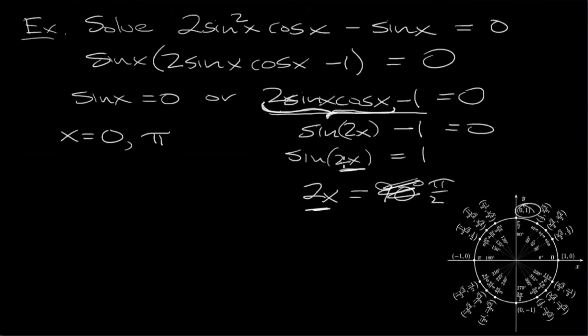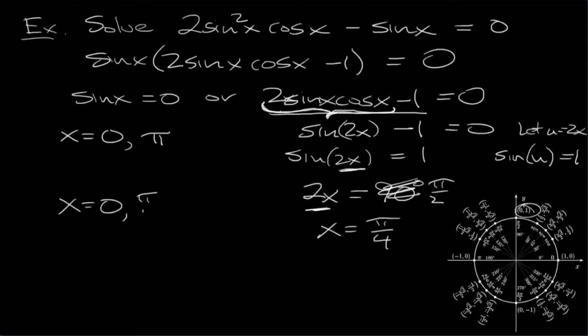And I could do a substitution if I wanted to. If it made it easier to understand, I could rewrite this problem as sine of u equals 1 by letting u equal 2x. And then when I've solved this, resubstitute 2x back in for u. But a problem this short is probably easier just to say the angle is pi over 2. And then divide both sides by 2. And so x would be pi over 4. And so now I have my solutions. I'll write them in order.